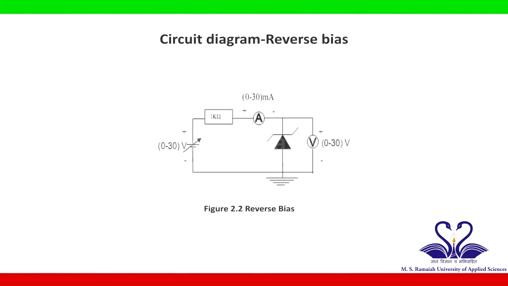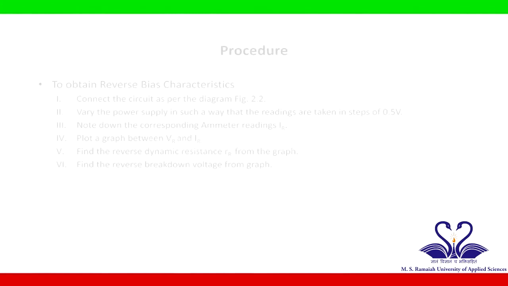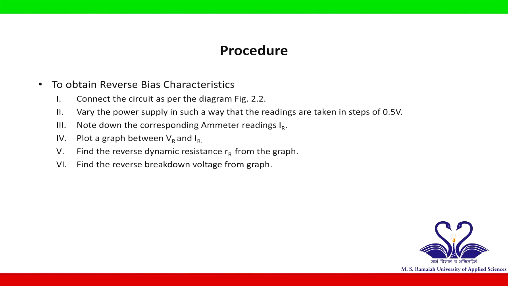Construct the given circuit diagram for reverse bias on the breadboard. In the reverse bias setup, change the power supply voltage in steps of 0.5 volt. Note down the corresponding voltage and current from the multimeters. Repeat the procedure till the supply voltage reaches 12 volt.